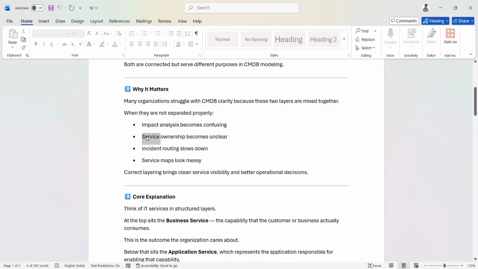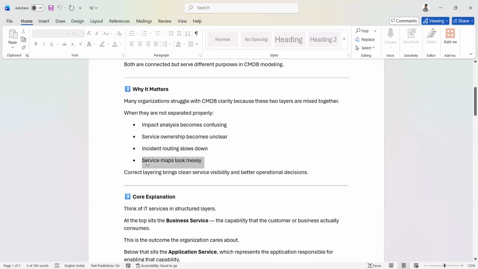The service ownership becomes unclear. Yes, you do not know who is the owner of that particular service because you are confused. Third is incident routing slowdown. So when you see that ownership is not clearly defined, obviously you will not be able to reach out to the actual group who is supporting these services, or you may waste time finding out, or you may send notification to the wrong group because you are confused between application and business service.